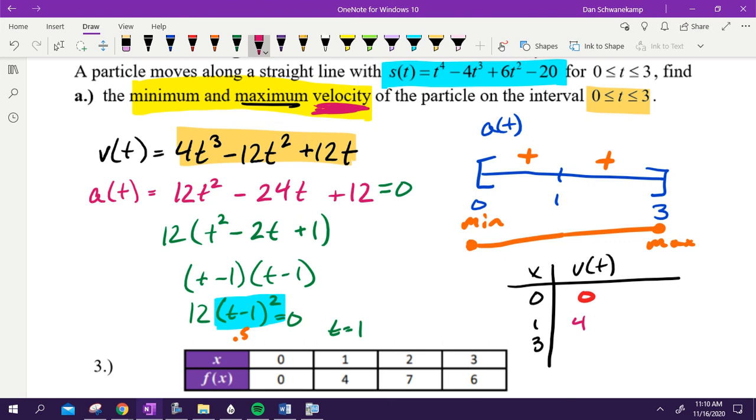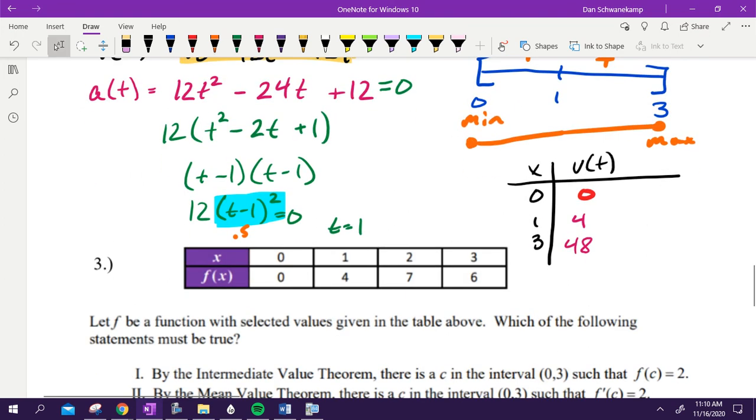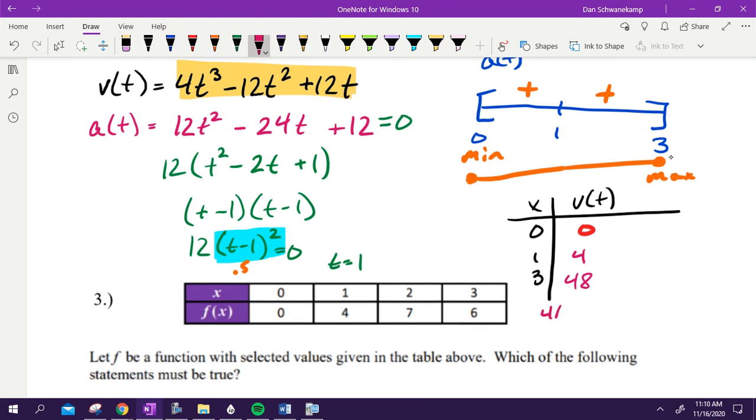anybody do that one? It's 48. I think it's 48. Let's double check that. Mental math is hard. 4 times 3 cubed minus 12 times 3 squared plus 12 times 3. 3 cubed is 27 times 4 is 108, minus 3 squared is 9 times 12, that'd be 96, plus 36. Yeah, it's 48.